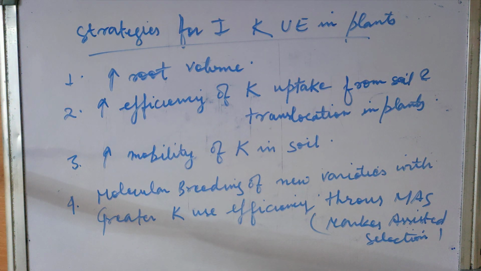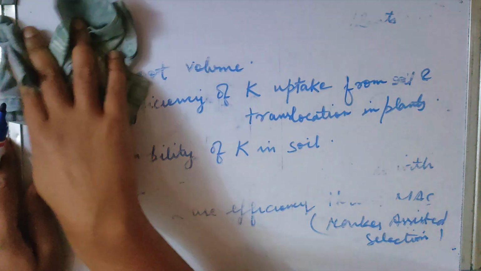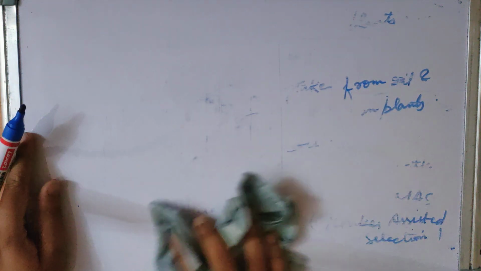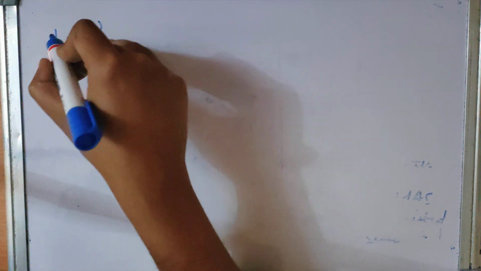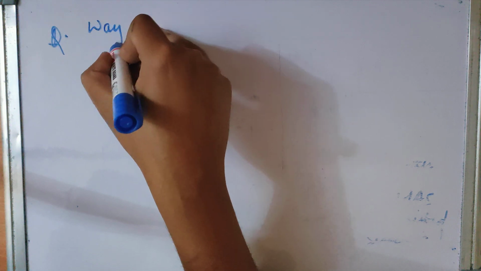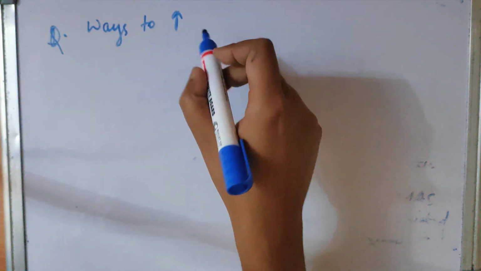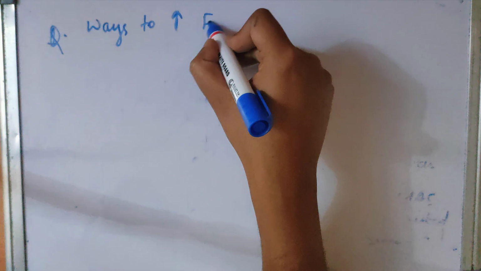Now moving on to the next topic, that is ways to improve fertilizer use efficiency. This topic is not essentially regarding potassium, but it is a general topic. We are going to cover it for all fertilizers. Ways to improve fertilizer use efficiency, this is also asked, very important.